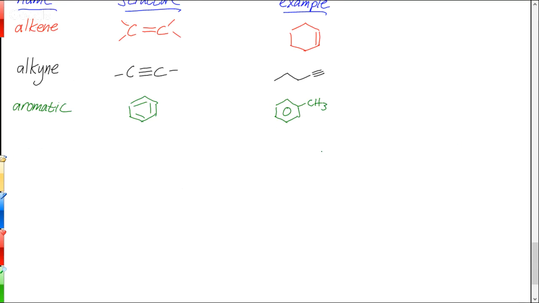Now we'll get into some non-carbon functional groups. We mentioned this one earlier. The alcohol functional group is when you have an OH attached to something. Something like that is isopropyl alcohol, or isopropanol, rubbing alcohol.